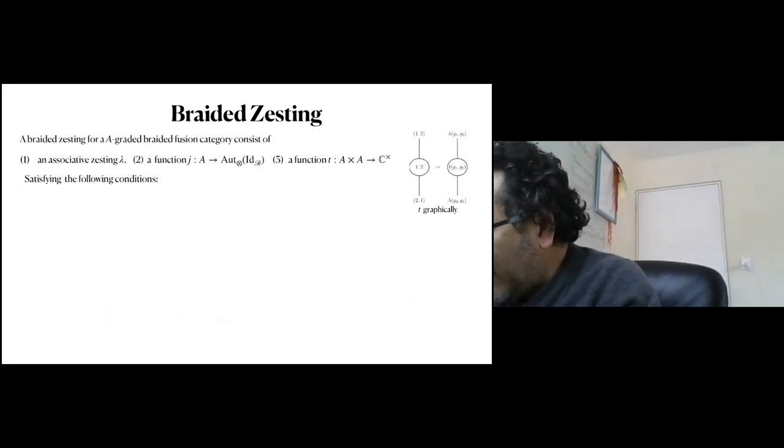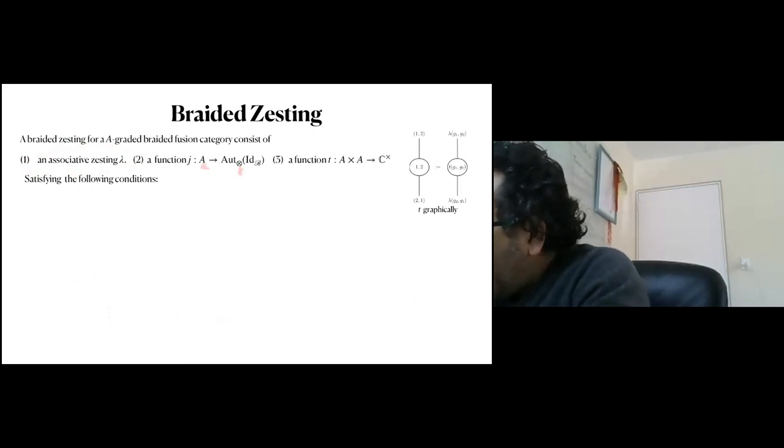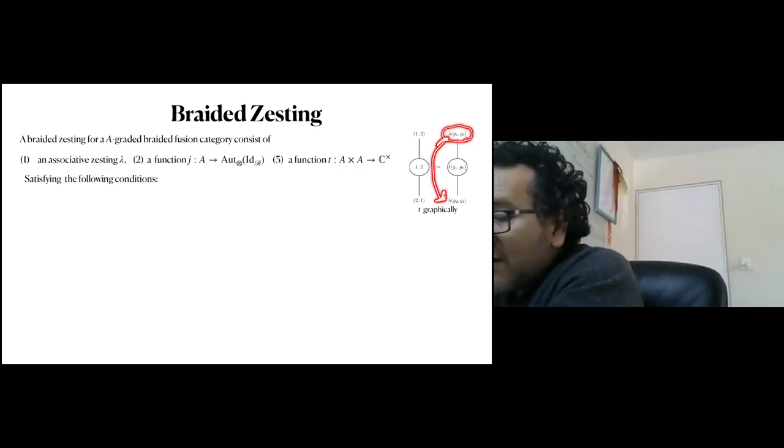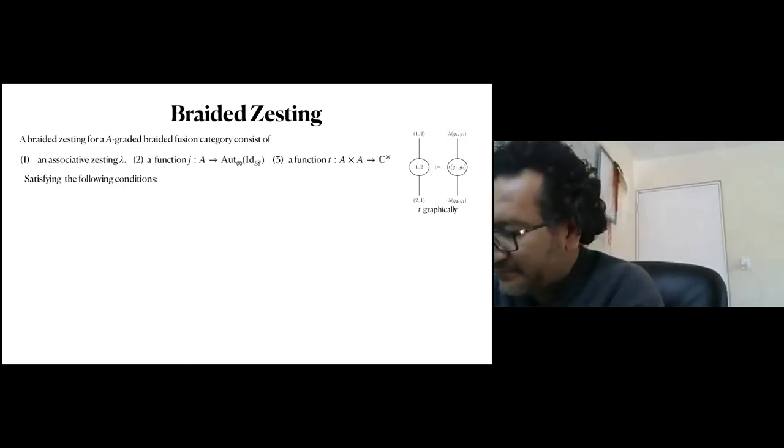Okay, now we can define this braided Zesting. So the idea is first we have this associative Zesting, so we have this 2-cocycle and this 3-cochain. We need a function that goes from the group to the tensor automorphisms of the identity. And then again, a map that goes from A times A to C star that really corresponds to a morphism that goes from lambda G1 to lambda G2. So one of the conditions that we are asking is that the 2-cocycle is not an arbitrary 2-cocycle. It must be a symmetric 2-cocycle. This is a necessary condition in order to have a braiding.